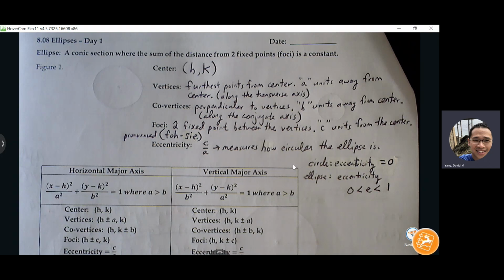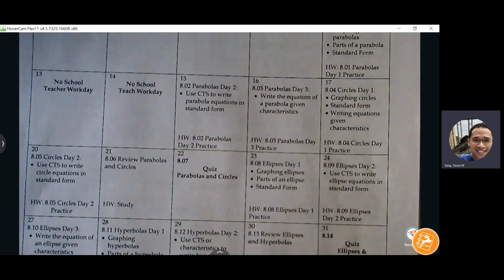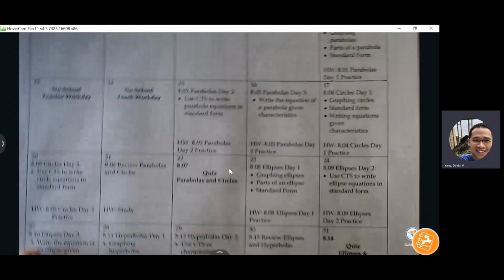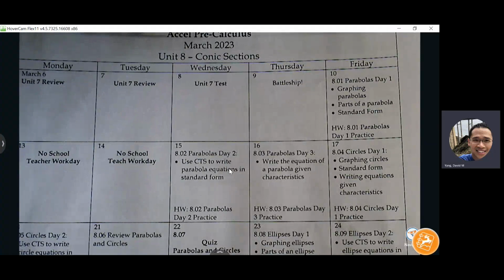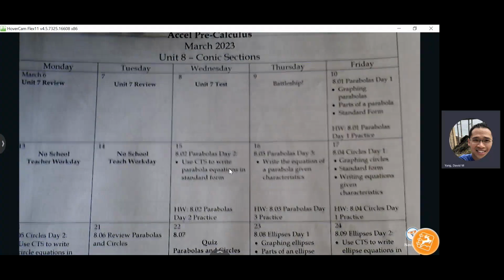Hyperbolas Monday and Tuesday. But I think I want to try to push ahead, see if I can get through everything by Tuesday and then review Wednesday. Because since spring break is next week, I want to give the option for students, if you would like, to take the quiz. The quiz is only over ellipses and hyperbolas.